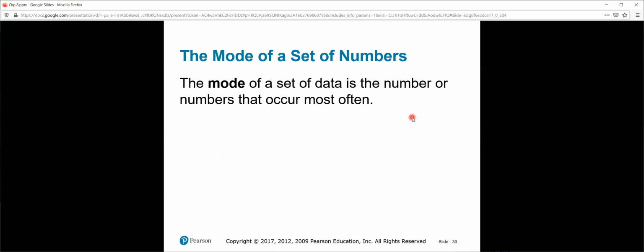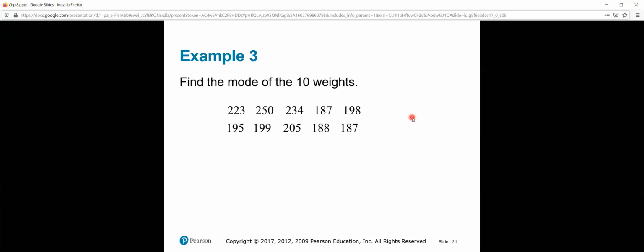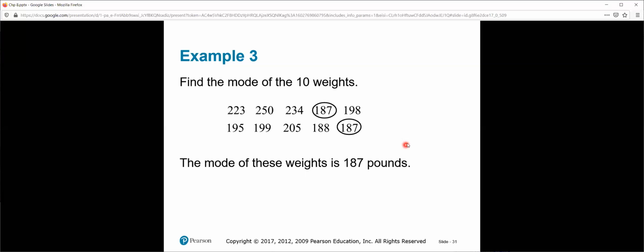Mode is the most often number in a particular set. Again, going back here, what number appears the most? 187 is the only number that appears twice, therefore 187 is your mode. Not all sets have a mode, if every number is different, or if every number has the same amount of numbers in it. If a set has two of everything, there is no mode. If that has one of everything, there is no mode. This example, there is a mode, and that mode is 197.